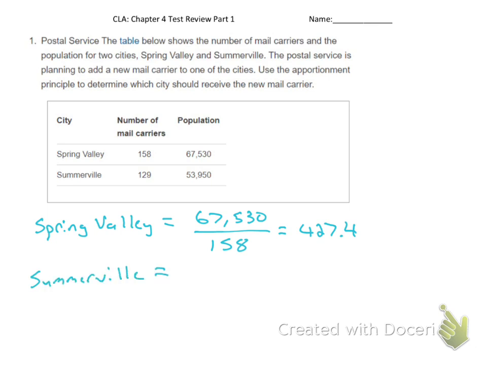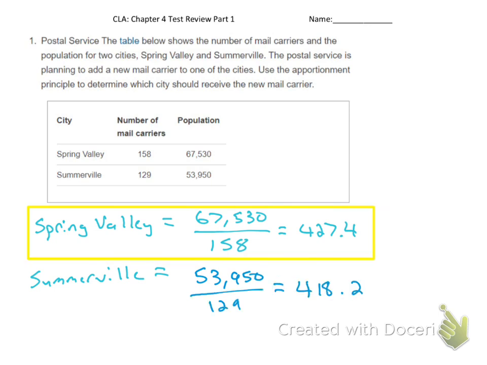Somerville, 53,950 divided by 129 means there is about 418, or there's one mail carrier for every 418 people. So, because Spring Valley is bigger, they will get the new mail carrier to bring that number down. Okay? So that's how that works there.